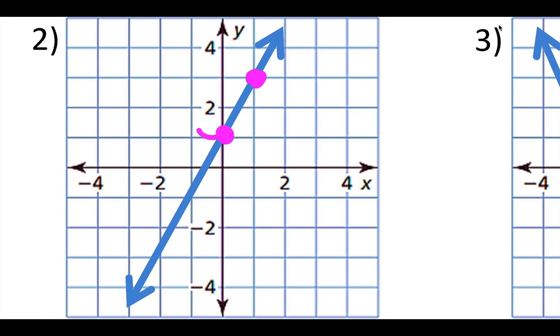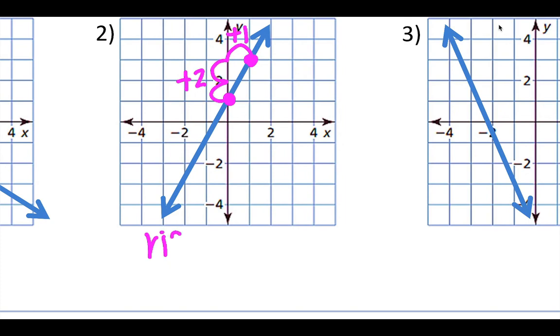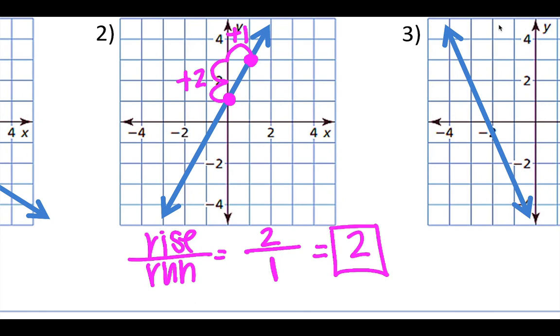Rise 1, 2, over 1. And again, this time it's to the right, so it's plus 1. So if I did rise over run, I'm rising positive 2 and over 1. Well, 2 divided by 1 is just 2. There's my slope.